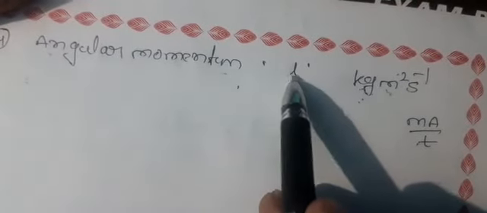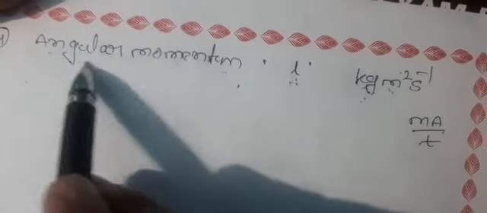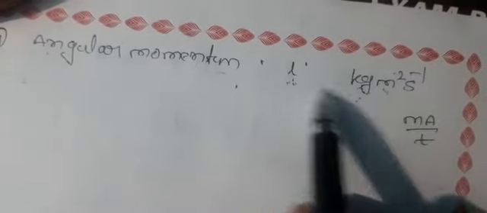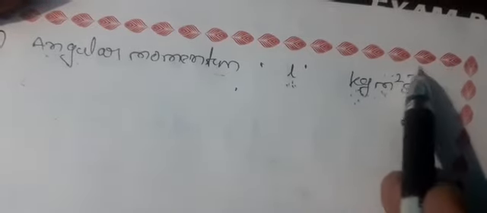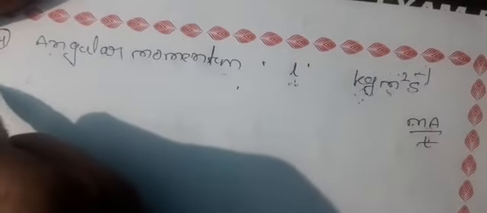The symbol of angular momentum is small l. The SI unit of mass is kg. The SI unit of area is meter square. The unit of time is second inverse. That is the SI unit of angular momentum.